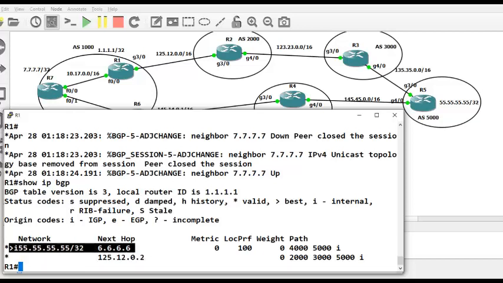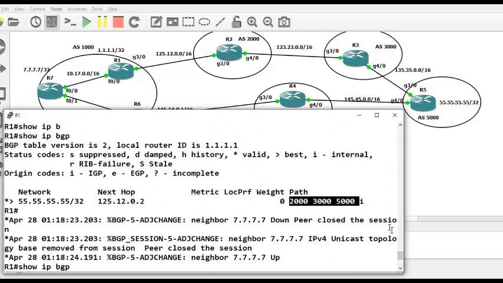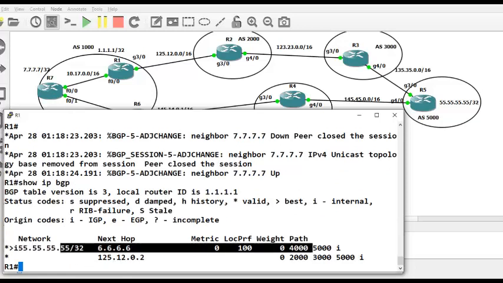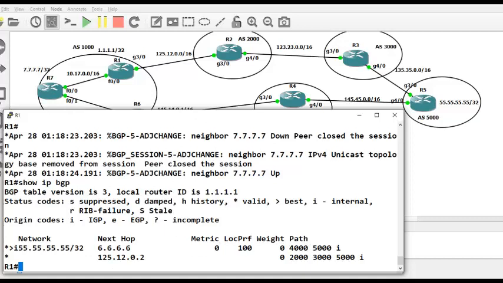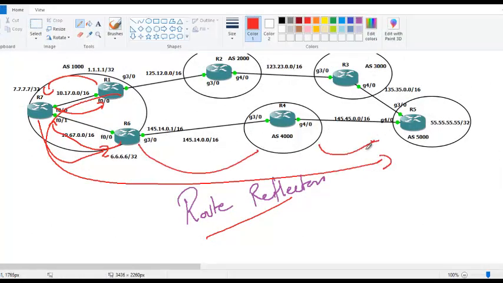See, earlier router 1 was going via the long path. Why? Earlier router 1 was going via this long path, but now it is going via the shortest path, just 2 hops. Why? Because earlier this route was not given to router 1. Router 7 was not giving it. Now router 1 knows that I can go this way. If it comes this way, it is only 1 and 2 hops. Only 2 hops.